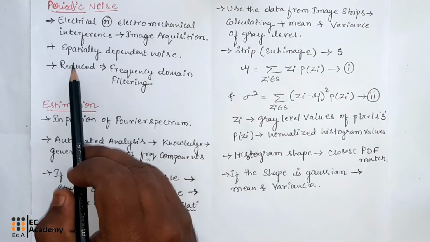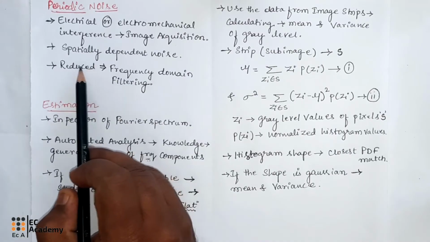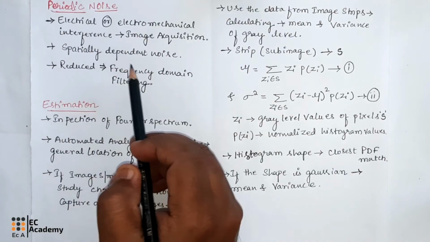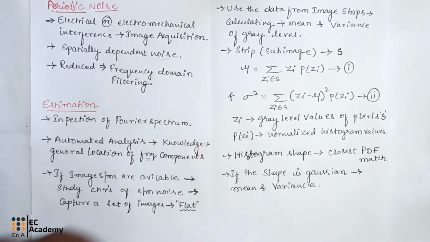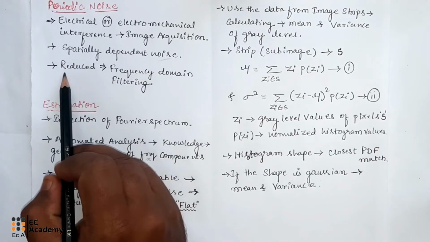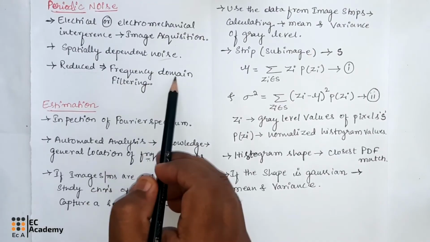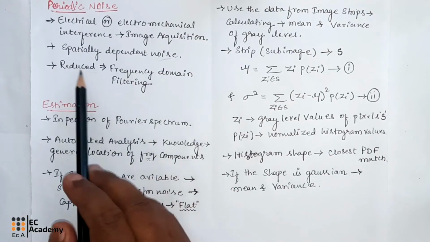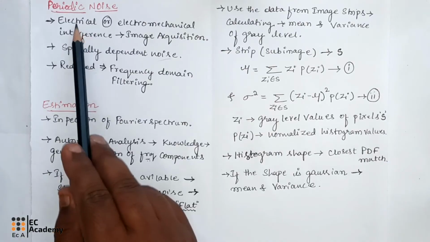Periodic noise is the only type of spatial dependent noise. So, it is the only type of spatial dependent noise which is available. Periodic noise can be reduced by using frequency domain filtering. So, if we use frequency domain filtering, we can reduce the periodic noise.